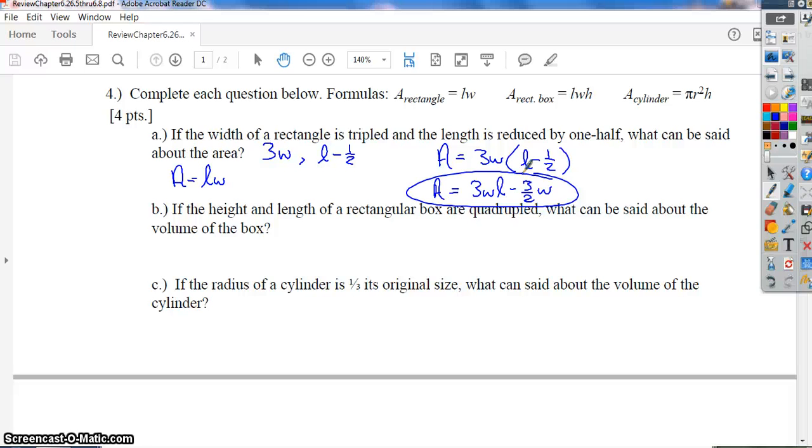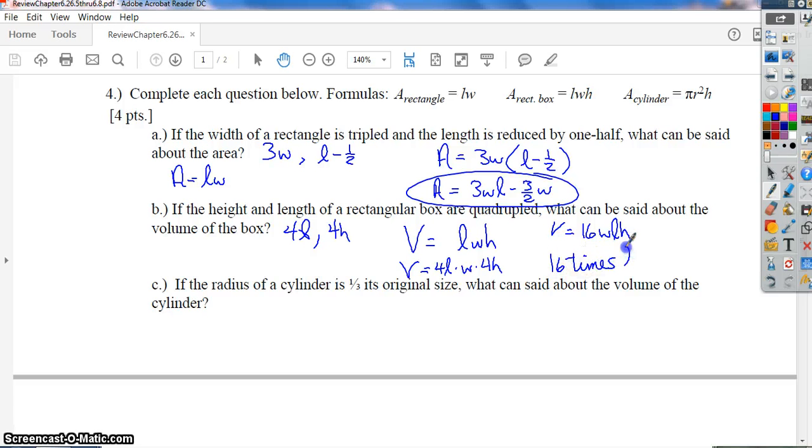If the height, length, and width of the rectangular box are quadrupled, so we're doing quadrupling, so 4 times the length, 4 times the height, and 4 times the width, what can be said about the volume of the box? Volume is length times width times height. So if that's our original, the new one is 4L times 4W times 4H. So this volume is going to be 64WLH, so 64 times larger. Okay.